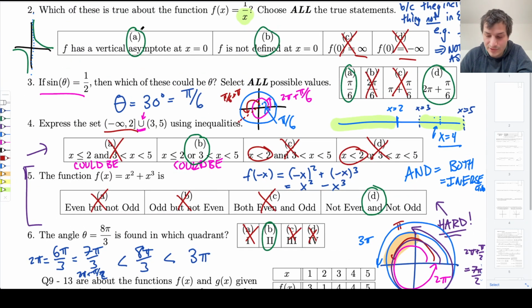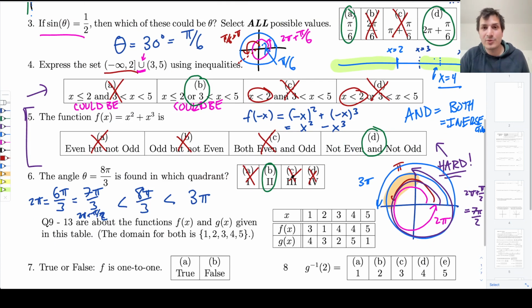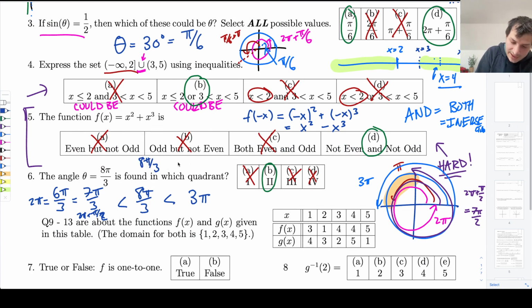Another common way to do this one is you subtract off 2 pi, right? The principal angle for 8 pi by 3 would be the same thing minus 2 pi, which is 2 pi by 3. So by subtracting 2 pi, you just have the angle 2 pi by 3, and you figure out where that is. It's in quadrant 2, and subtracting 2 pi doesn't change which quadrant you're in. So that's the principal angle way of doing it, which was on the homework. Either way, the final answer is quadrant 2.